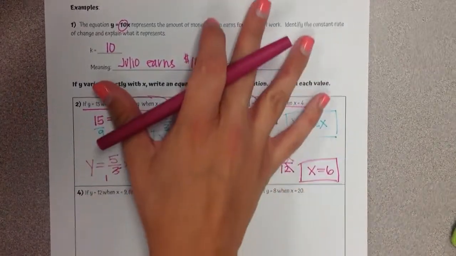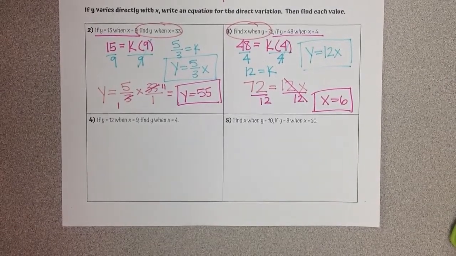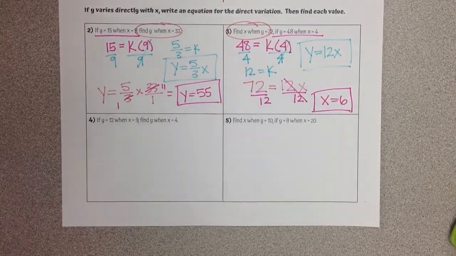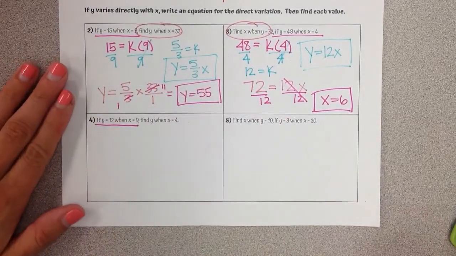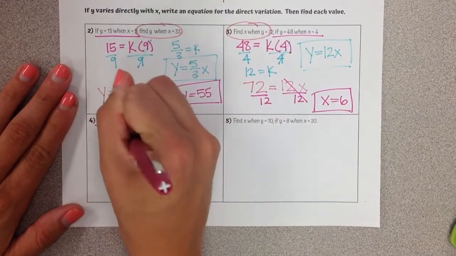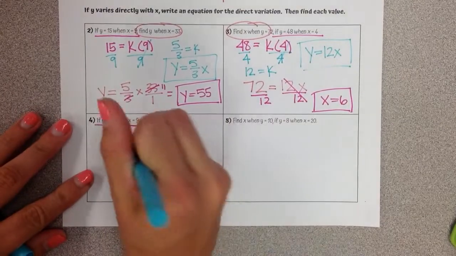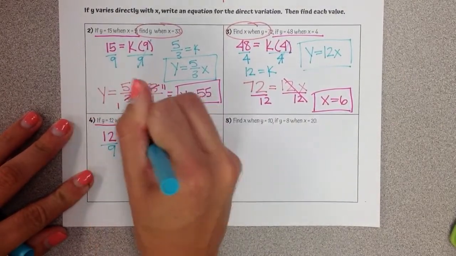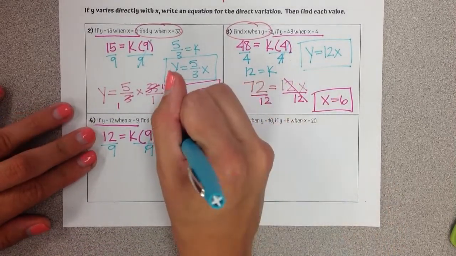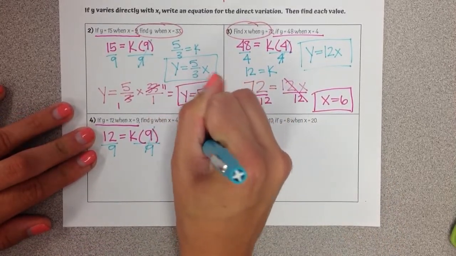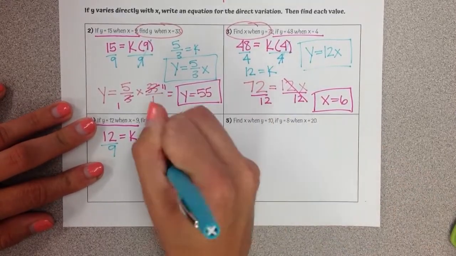Alright, number 4. If y equals 12 when x equals 9, find y when x equals 4. So the one that gives us both values is the first one. Y is 12 when x is 9. So plug in what we know. Y is 12. We don't know k. We know x is 9. Solve this equation by dividing by 9. I'm just going to simplify over here. 12 and 9 divided by 3. So I get 4/3 equals k. So our equation is y equals 4/3 x.